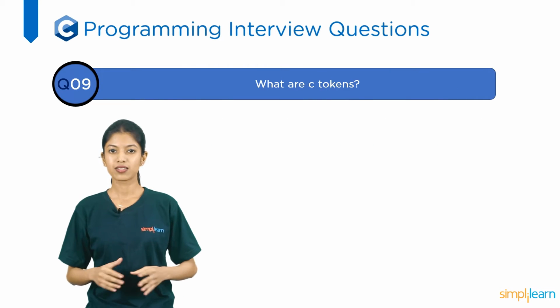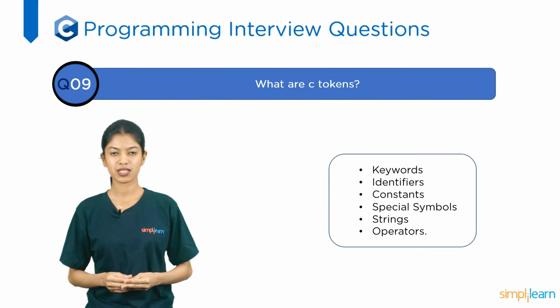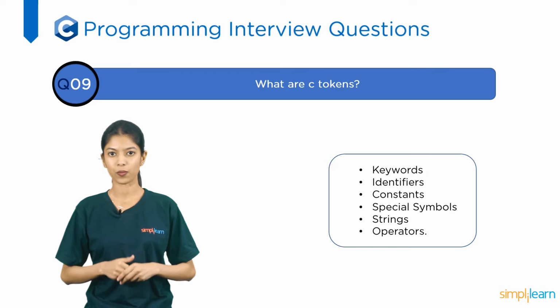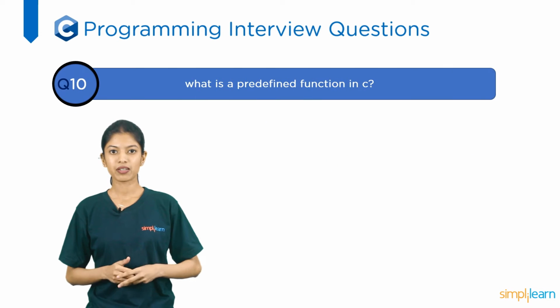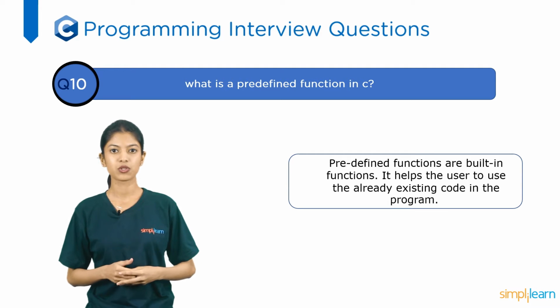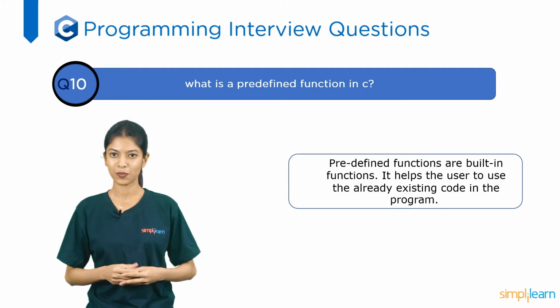And the next question is, what are C tokens? Tokens are the smallest individual elements in the program, which include keywords, identifiers, constants, special symbols, strings, and operators. What are predefined functions in C? Predefined functions are the built-in functions. They help users to use already existing code in the program.